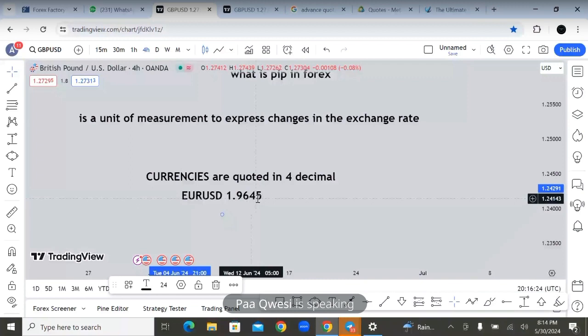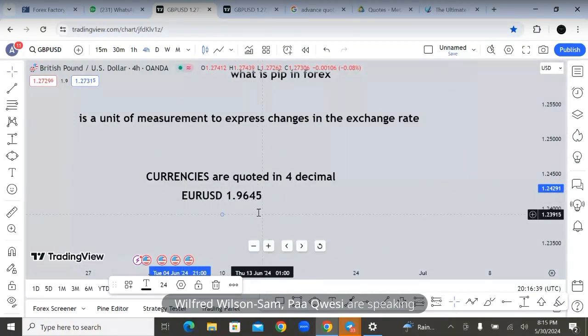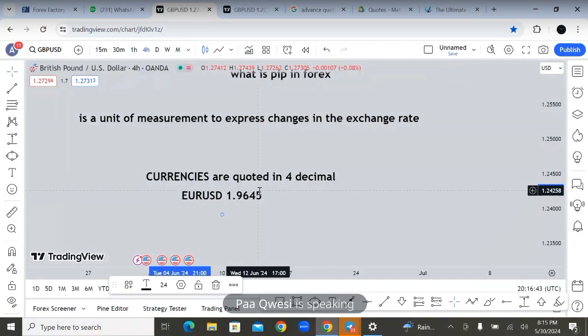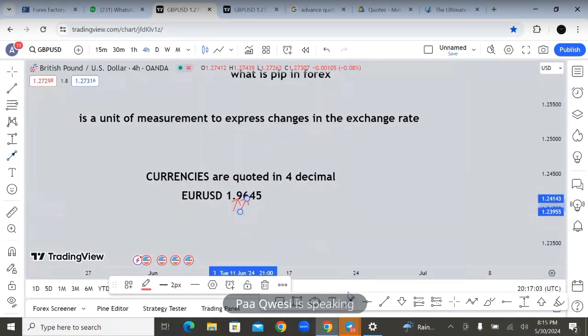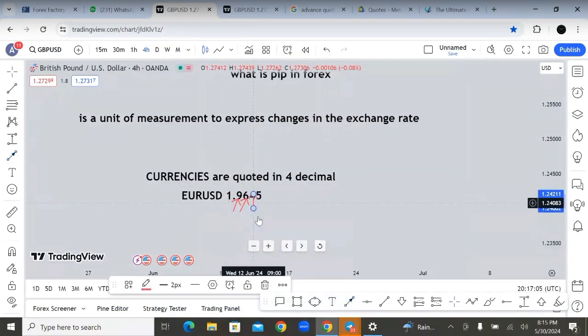Pips are calculated on the 4th decimal place of a currency pair. So when you see this one, EUR/USD, the 4th decimal place is what? The 5th one? Here is how you calculate it: the numbers after the point are where you start counting your decimal places. With 1.9645, you start counting from here. This one is your first decimal place, this is second, this is third, and this is your 4th.